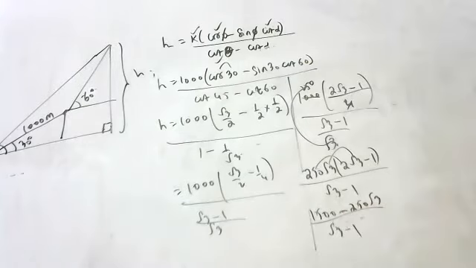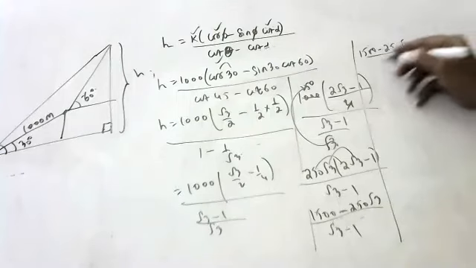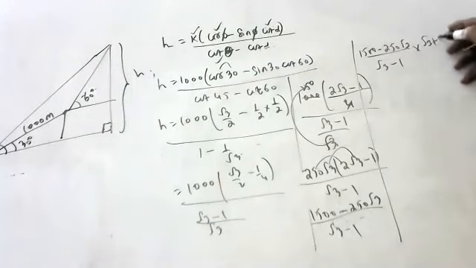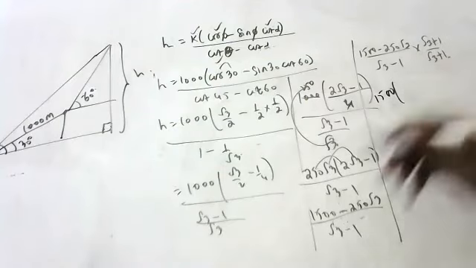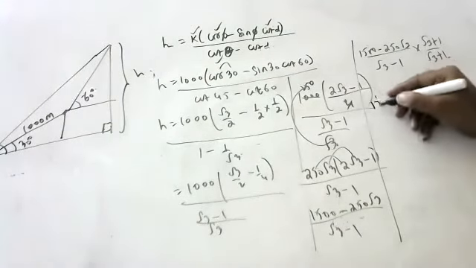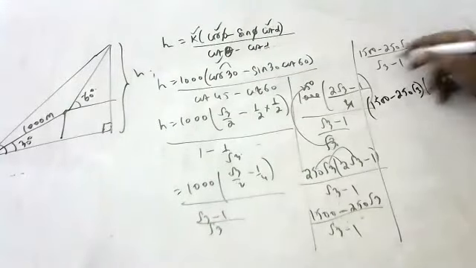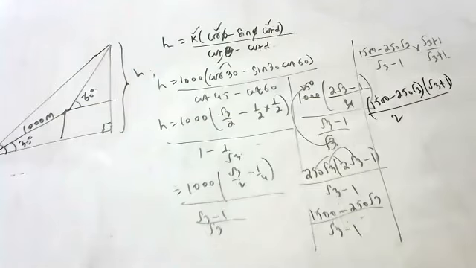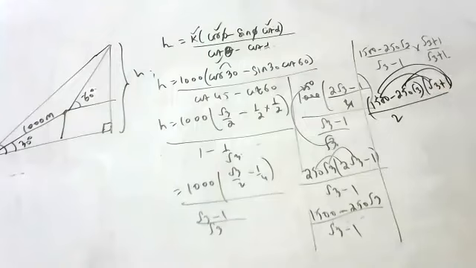We have to go for rationalization, children. If we go for rationalization, 1500 minus 250 root 3 by root 3 minus 1, into root 3 plus 1 by root 3 plus 1. So 1500 minus 250 root 3 into root 3 plus 1 by root 3 minus 1 into root 3 plus 1, root 3 whole square minus 1. Everything you have to simplify, this into this into this, then by the substitution only, this much big is there.